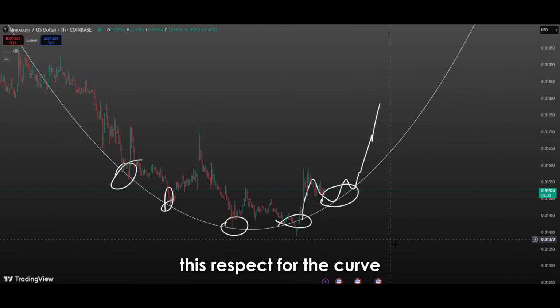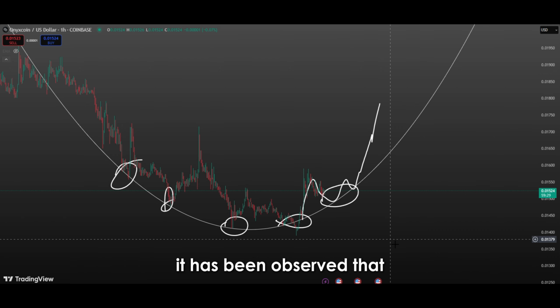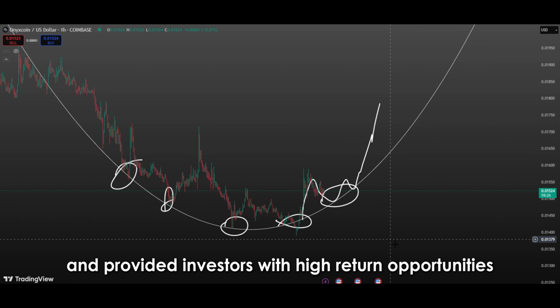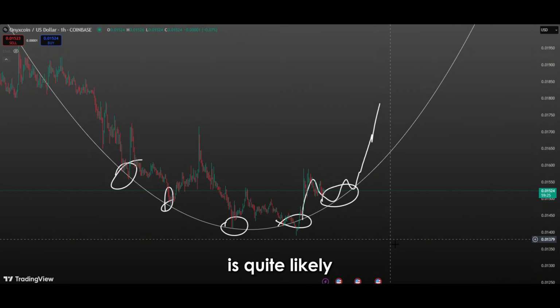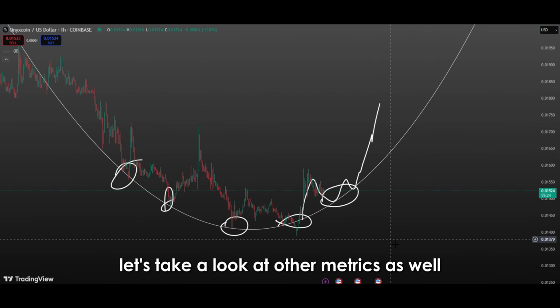Moreover, this respect for the curve aligns with the structure of past price reactions. It has been observed that after previous touches on the curve, the price rose strongly, easily broke key resistance levels, and provided investors with high return opportunities. The repetition of such historical patterns is quite likely, but we can't base our analysis solely on the curve. Let's take a look at other metrics as well.